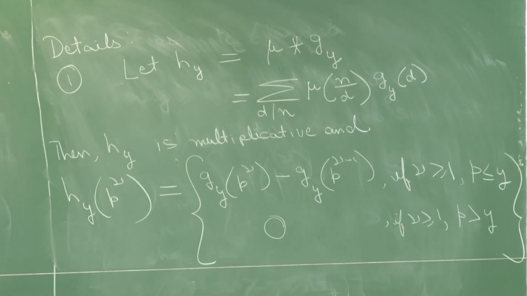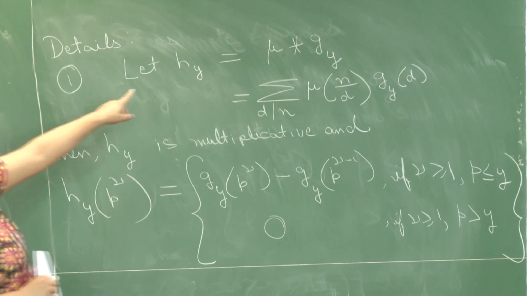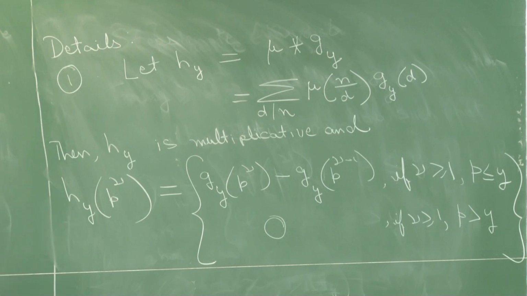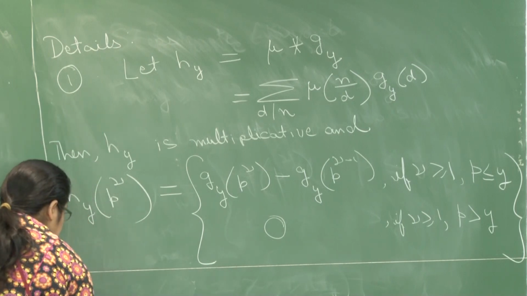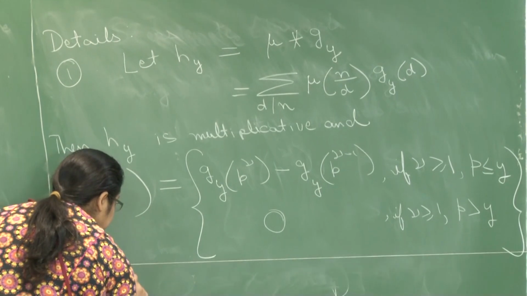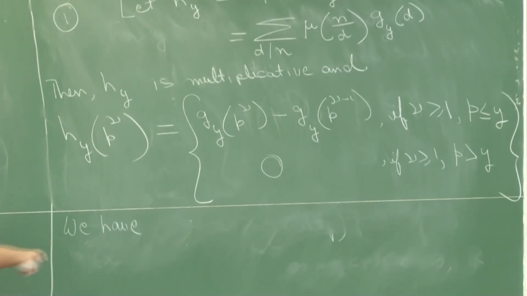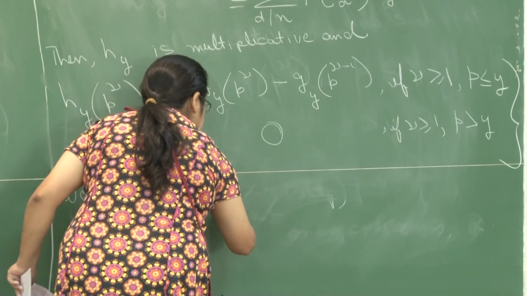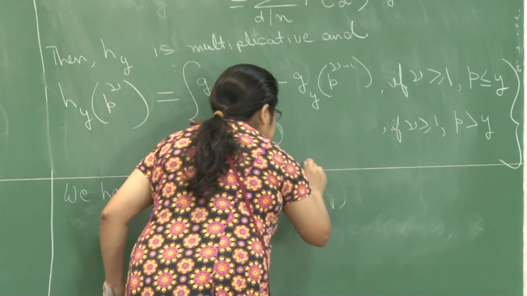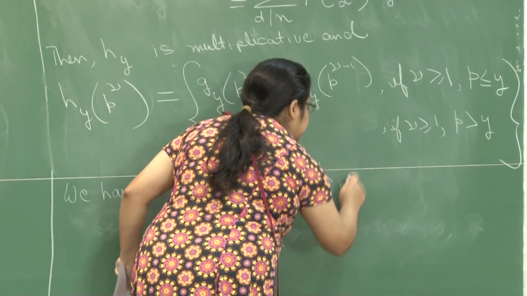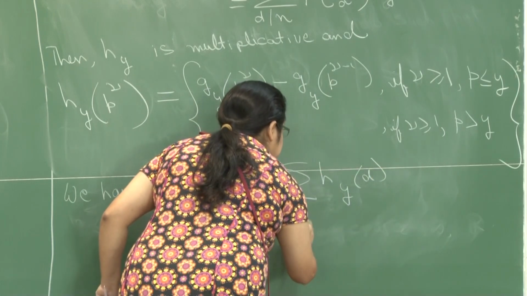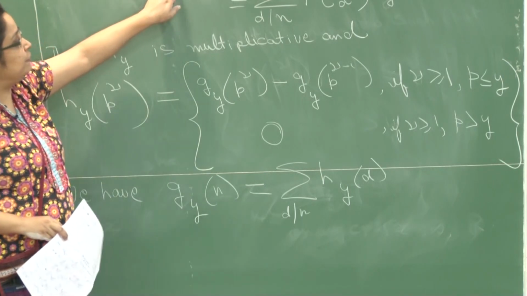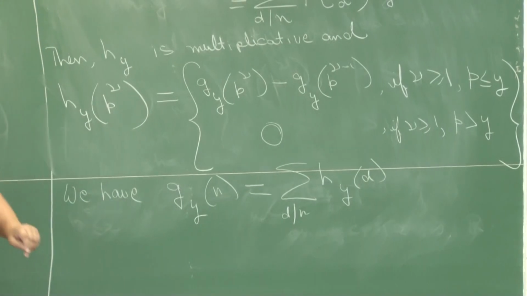Right? Now, what is the significance of this? Now, since h sub y is the convolution of mu and g sub y, what does it mean? By Mobius inversion, we also have that our g sub y of n can in fact be written as summation over h sub y of all those d's, where d runs over positive divisors of n. This is just following from our definition of h sub y and the Mobius inversion formula.